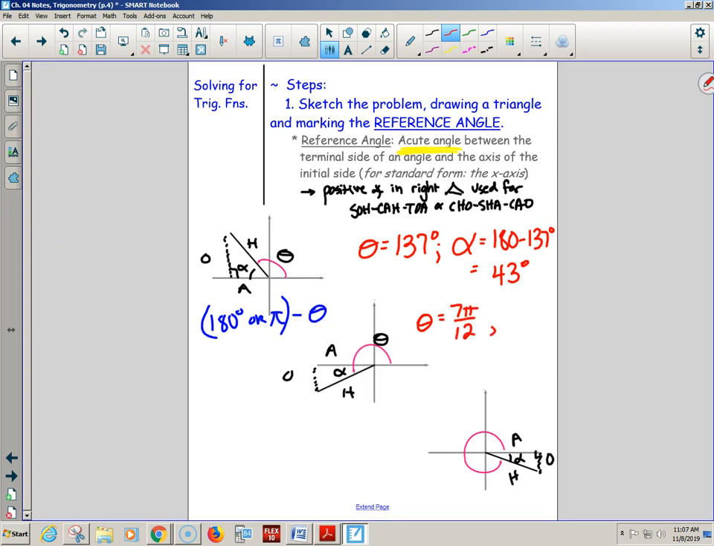Ew, gross. Why do you do that? It's not even in the unit circle. That's why I did that. What's 6 pi over 12? Oh, wait. Whoa, I went the wrong way. Yeah, 6 pi over 12 is 1/2.